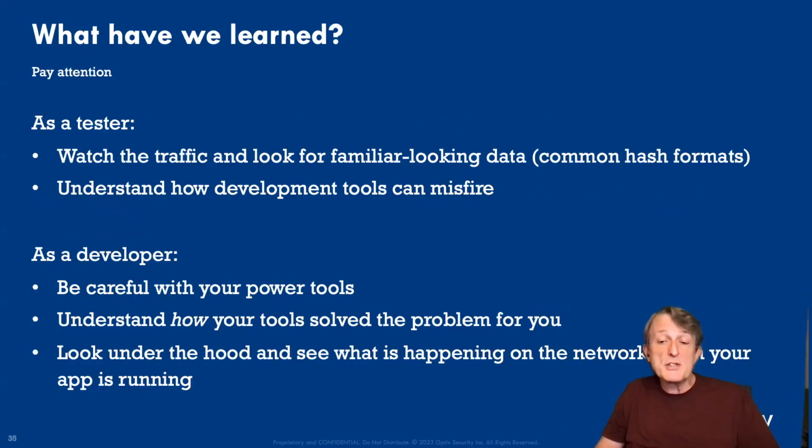So what have we learned as a tester? Familiar looking data: be familiar with common hash formats when you see them. That AAQAA or whatever it was is one. If you look in the documentation for PHP's hashing algorithm, there's a standard format that those hashes are stored in. If you look at some of the cracking tools like Hashcat, they will document a whole bunch of standard formats. And if you see things like this flying around in an API, understand that it might be something important.